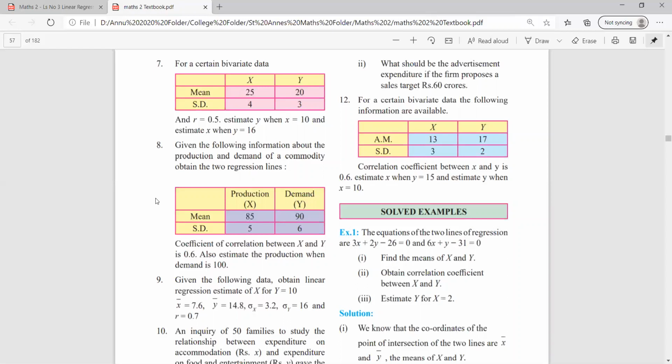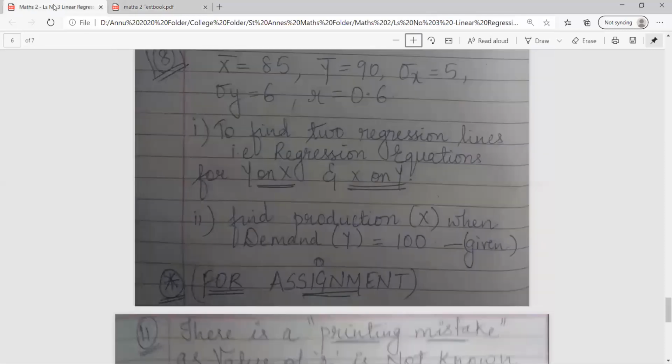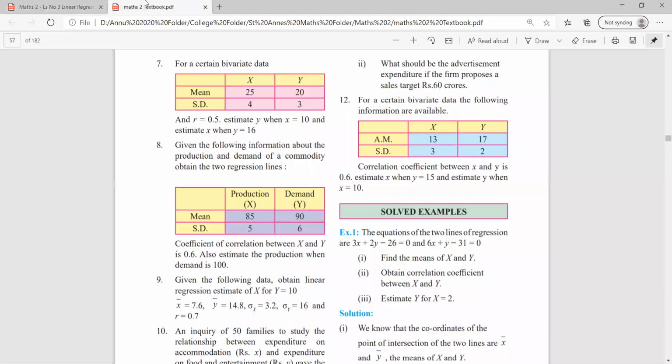Yes, they have written obtain two regression lines. Two regression lines means you have to find both byx and bxy, but the answer you only have to find of x on y. The value of 1 is given. Correct, so I have not written wrong over here; I thought there's some mistake from my end. First we'll find the two regression lines, that is the regression equation for x on y and y on x. After that, in case of x on y, you will put the values and find the value of x. So this can be done for assignment as you can see.